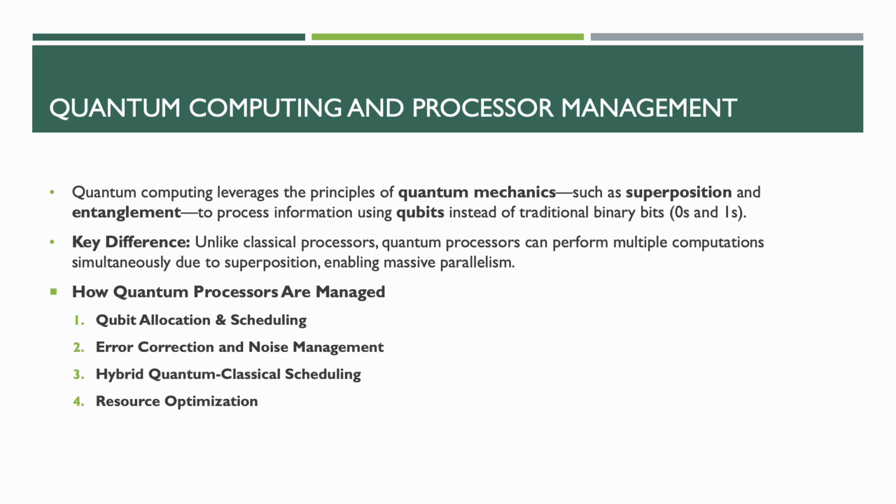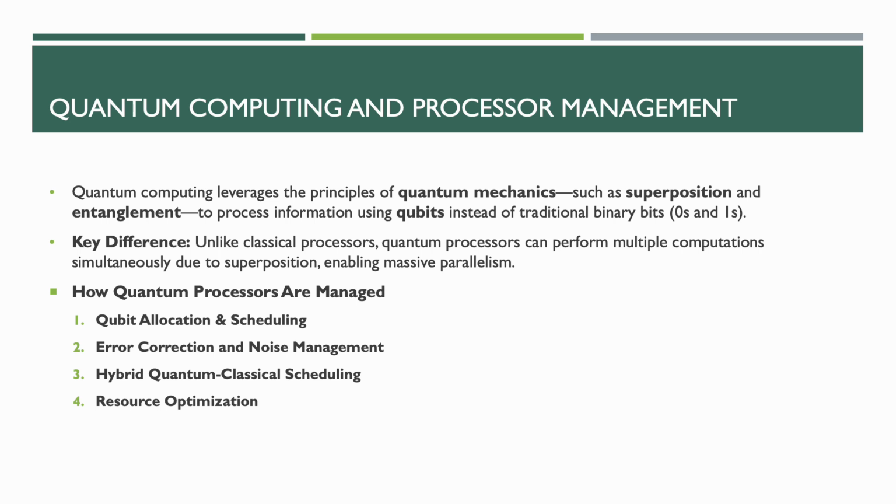So basically, the key difference is that a classical processor uses 0 or 1, and quantum processing uses qubits, which can be 0 or 1 or both at the same time. Then qubits can be entangled, meaning the state of one qubit is directly related to another, improving computational efficiency.